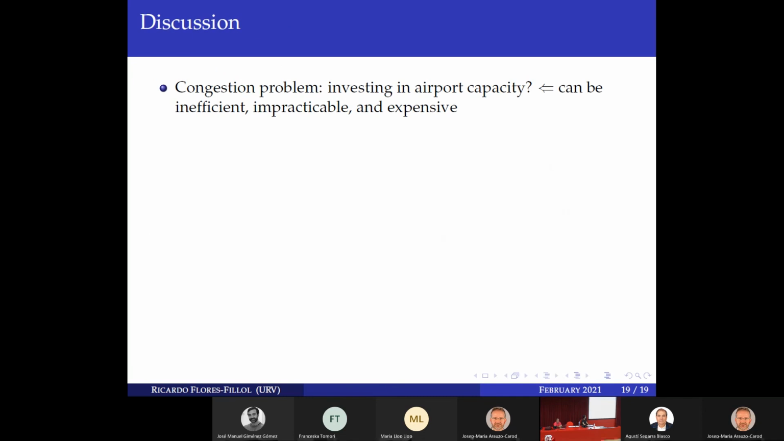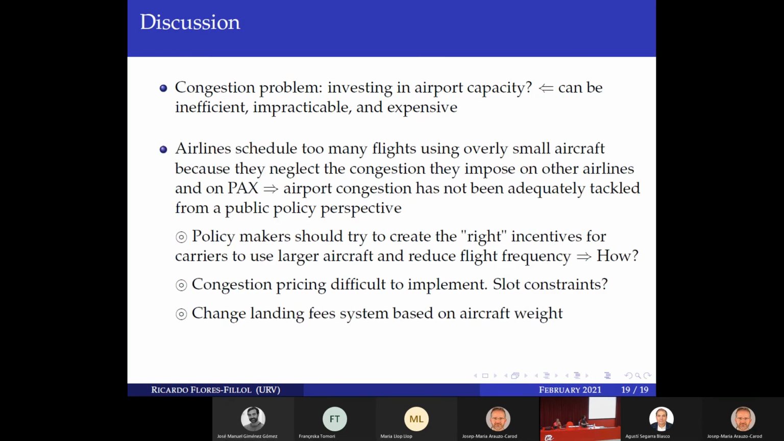Well, that's basically my presentation. This last part was more focused on airport congestion. I'm about to finish, Jose Maria. As I said, the first point again is supply measures, increasing infrastructure. This is very hard and extremely expensive.